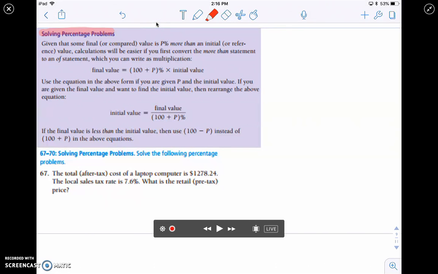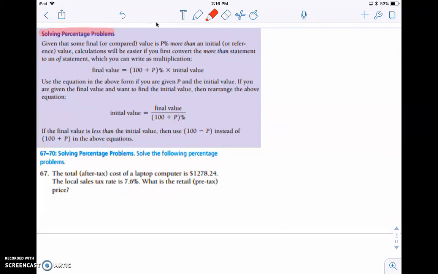Okay, this is part 3 of Unit 3A, looking at the use of percentages. So we're going to be solving percentage problems. When you go through all of this reading here, you'll eventually get down to, when we're trying to compare a couple of things, that the final value is equal to 1 plus p percent times the initial value.